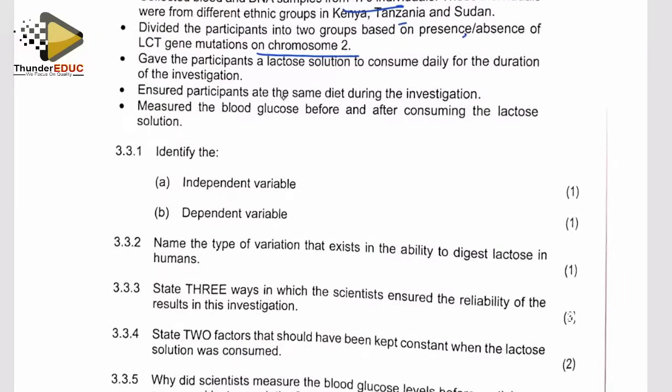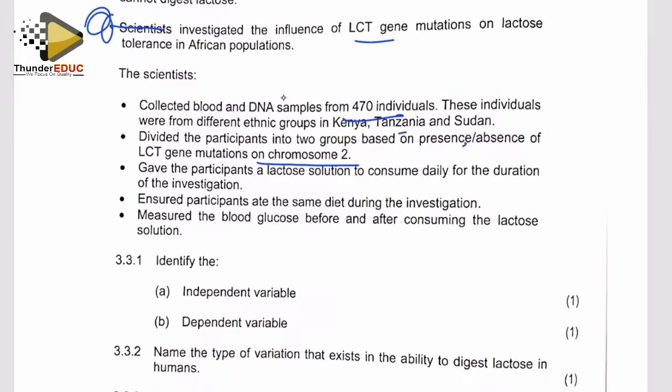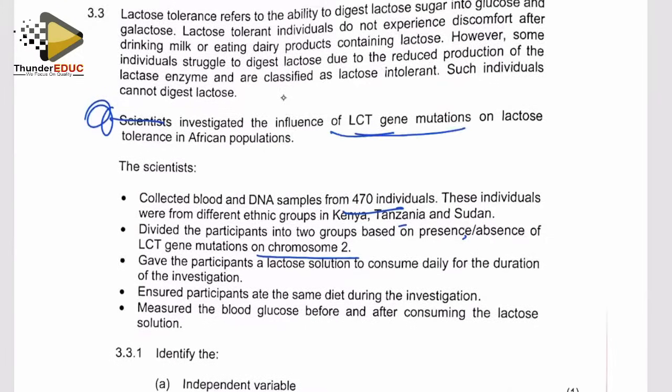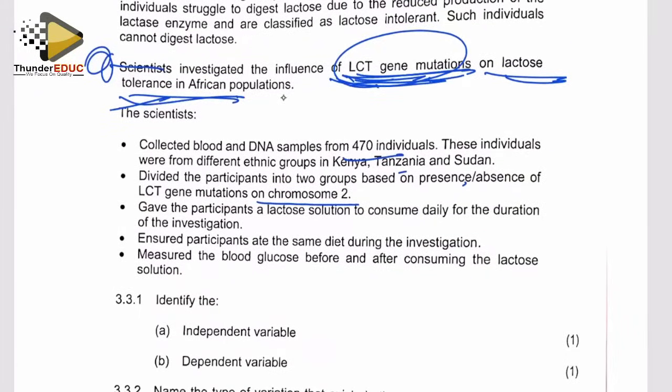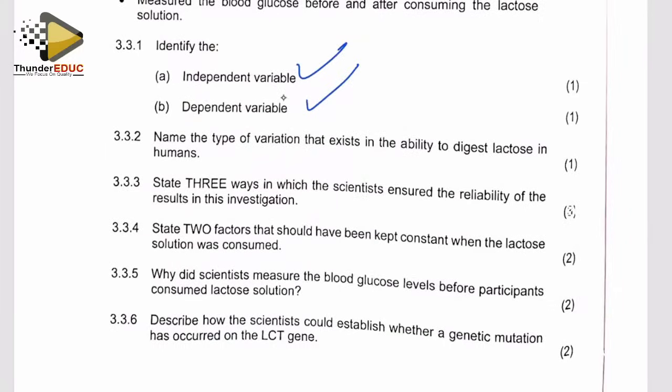What is the independent variable? So what determines this concept? Basically, the independent variable is the lactose intolerance gene, because it says investigate the influence of this on this. So this is the independent, while this is the dependent. So lactose tolerance is the dependent. Next, name the type of variation that existed in the ability to digest lactose. It is discontinuous. Either you digest or you can't digest. You can't try, you either do it or not. So you get your mark there.